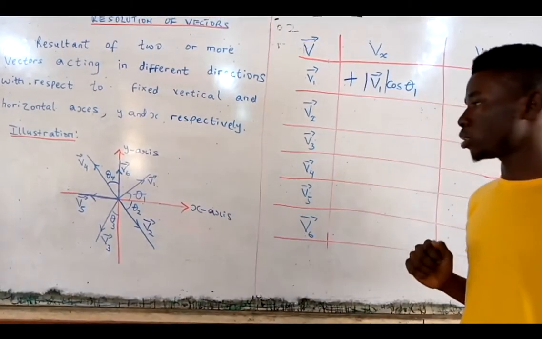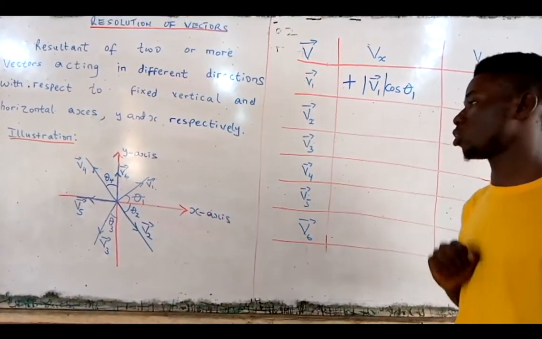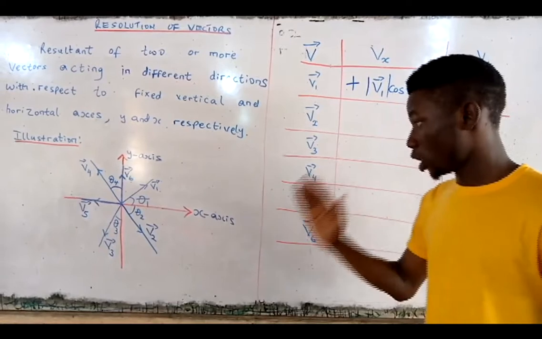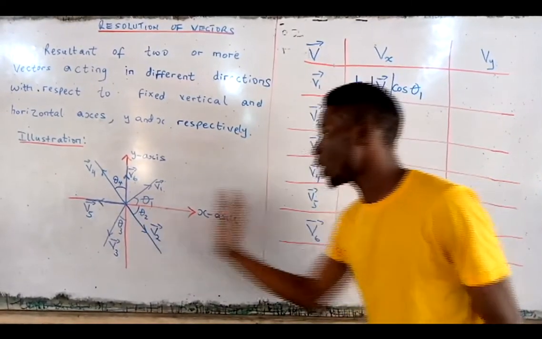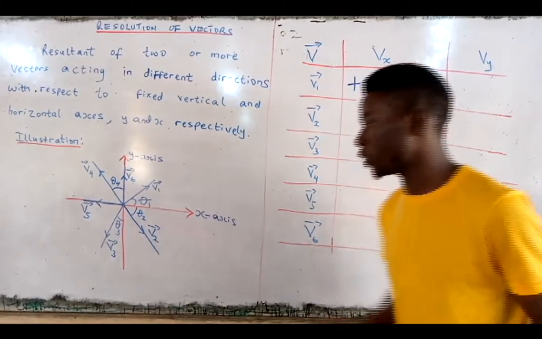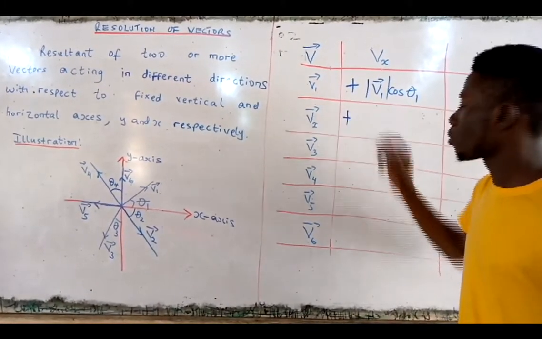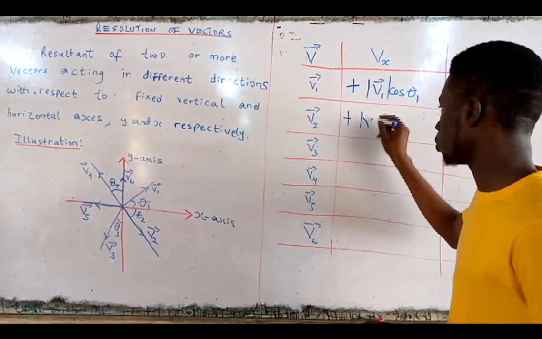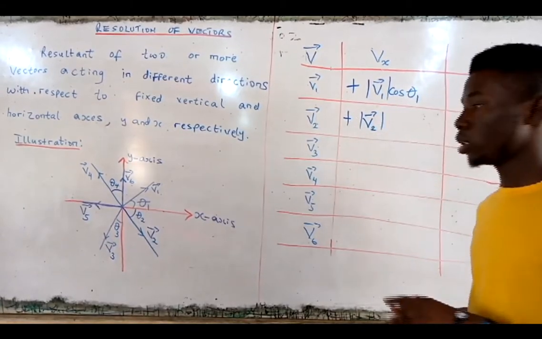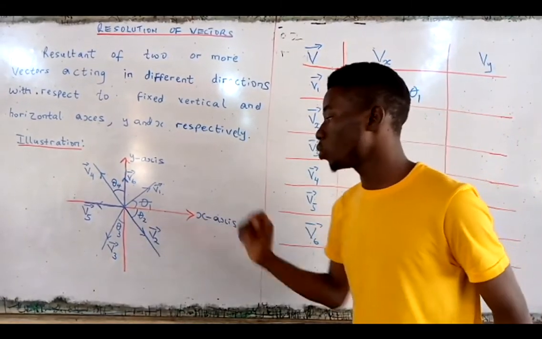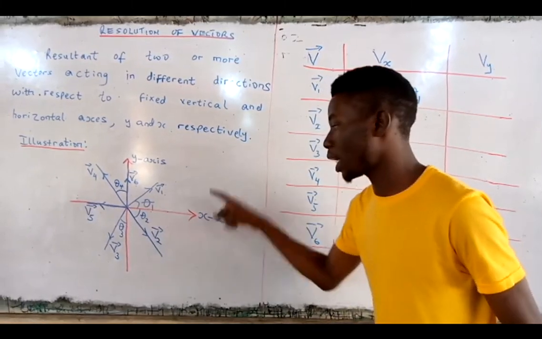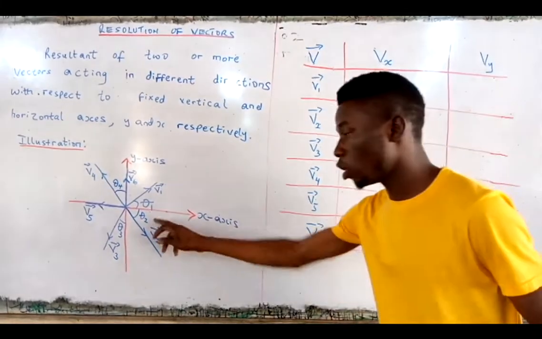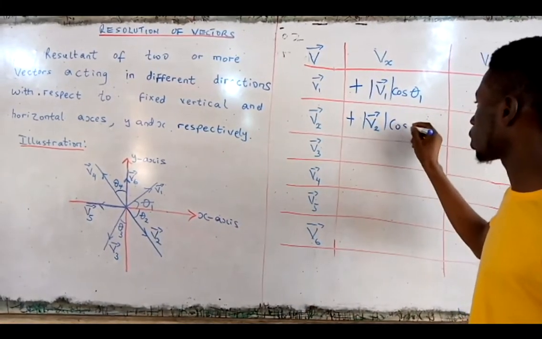Let's proceed to vector v2, still talking about the x-axis. For vector v2 as well, like I said earlier, vector v2 is on the right hand side. Definitely, it is going to have a positive value. The next thing that follows as well is the magnitude of vector v2. Now, the angle θ2 is in between the x-axis and vector v2. That implies again that I'm still going to make use of cosine of this angle. That is cos θ2.